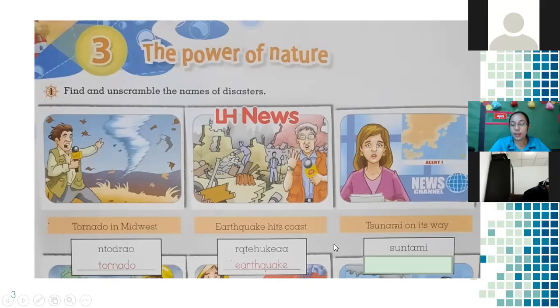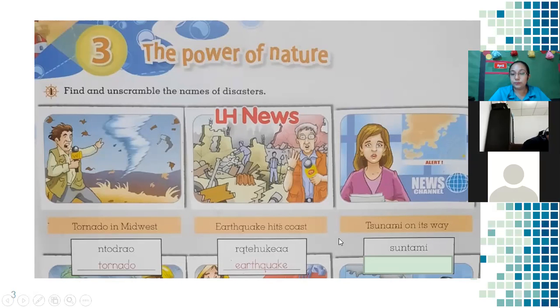Hello, Miss. Tsunami. T-S-U-N-A-M-I. Tsunami. Excellent. Yes, this one is the correct spelling, the form that we write. Good job. So we have the first one: Tornado in Midwest. Then we have earthquake hits coast and tsunami on its way.